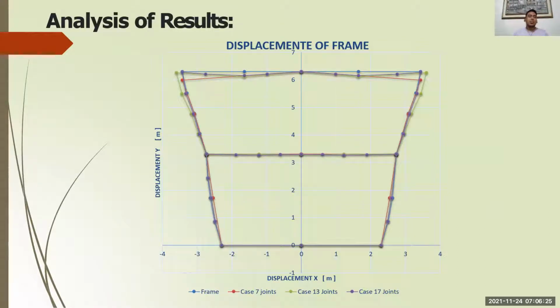And analysis of results. Here I made a graph of displacement of the frame in X and Y, where you can see how the result converges according to the number of joints. You can see the case of 17 joints is almost similar to the 30 joints.